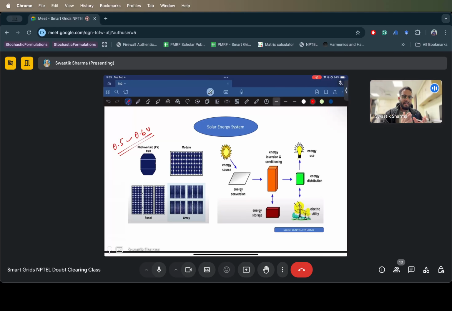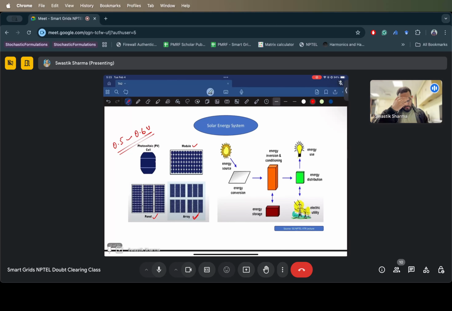So what we do is we arrange them in a module. When many PV cells form a given structure, it's called a module. When we have multiple modules, we call it a panel. And when we have multiple panels, we call it an array. So that is the whole terminology behind PV cell, module, panel, and array.